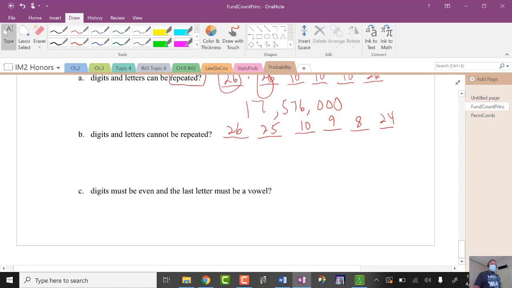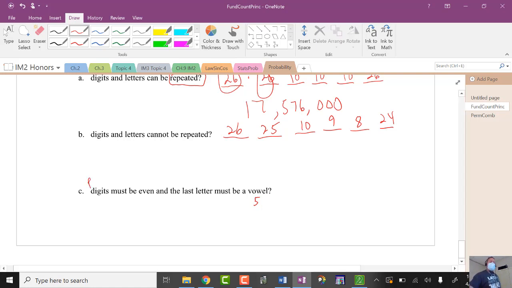Digits must be even, and the last letter must be a vowel. How many vowels are there normally? What's the normal vowels that are always vowels? 5. Who else could be a vowel? Sometimes Y. In this case, let's just not make it, but it's a valid question if you ask me. Well, let's just throw it out of there. All right, so digits must be even, and the last letter must be a vowel.